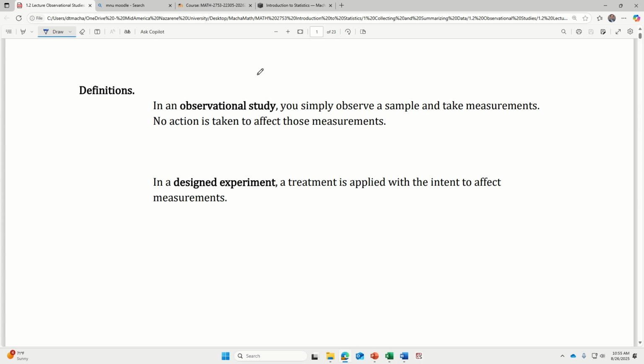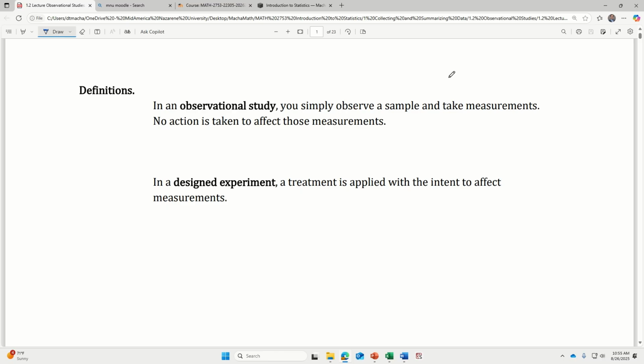In an observational study, this is where you simply observe, and you might take measurements, or you might hand out a survey. That's another way of taking a measurement for individuals. But in an observational study, we don't do anything to affect the results of the survey. We don't do anything to affect the measurements that we take during an observational study.